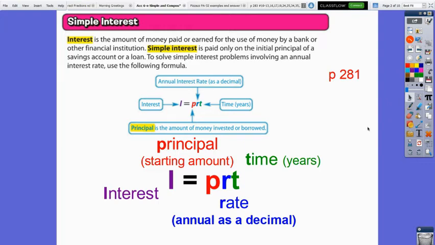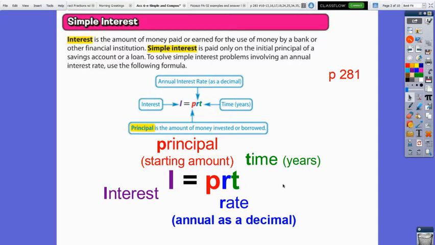So interest is money that you get paid by the bank when you give them your money in a savings account, or money that you have to pay back to the bank when they give you a loan. Simple interest is always paid just on the initial principal, the amount of money that you start with when you either make the deposit or take out the loan. Okay, so the formula, very important here, the formula for interest is interest equals principal times rate times time.